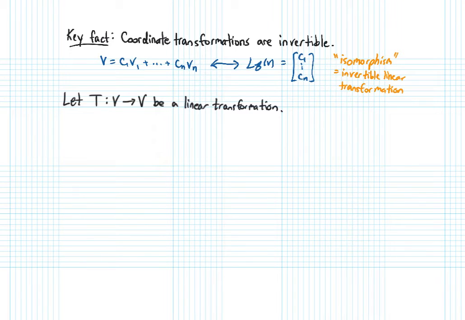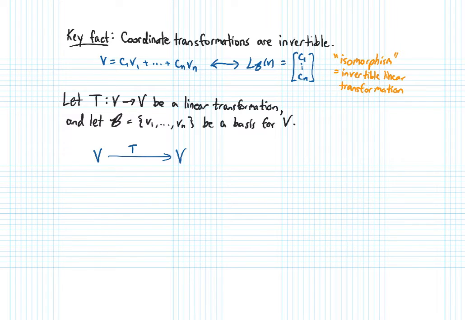Okay, now, suppose that T is a linear transformation from V to V. And suppose that you picked some basis B for V. Now I can use this information to draw a nice little diagram. So I've got T, which is a map that goes from V to V. But then I also have the coordinate transformation, which is a map from V to Rn. And I can apply that on both sides of this diagram.